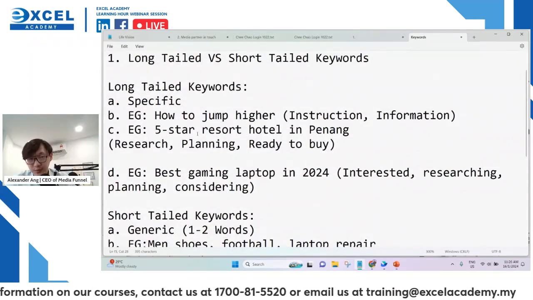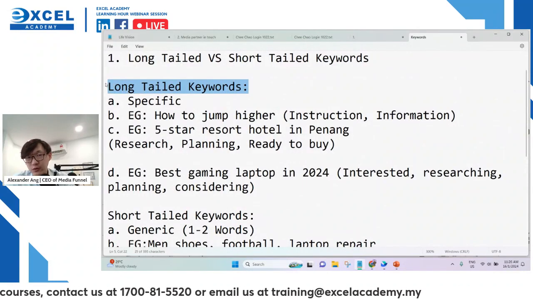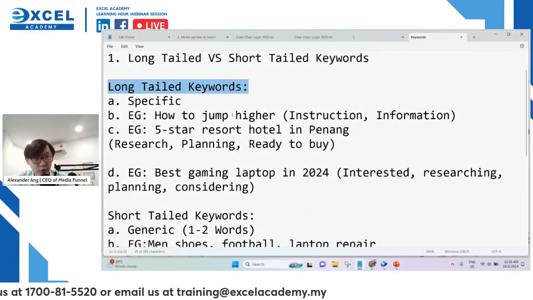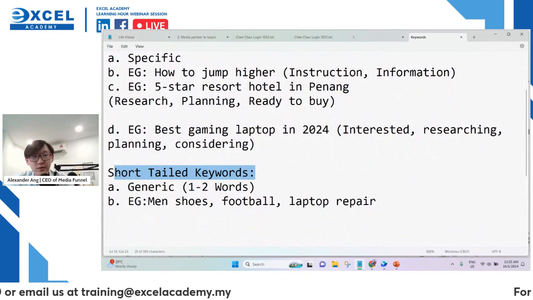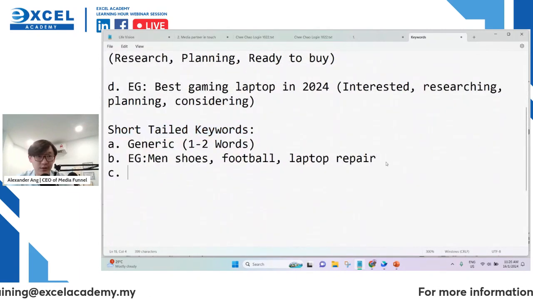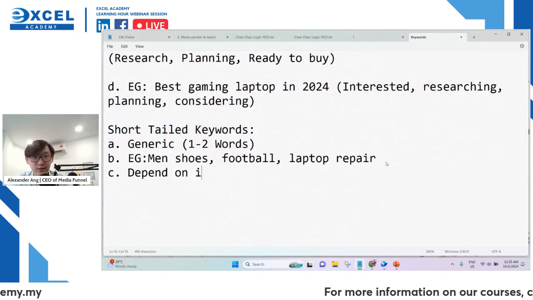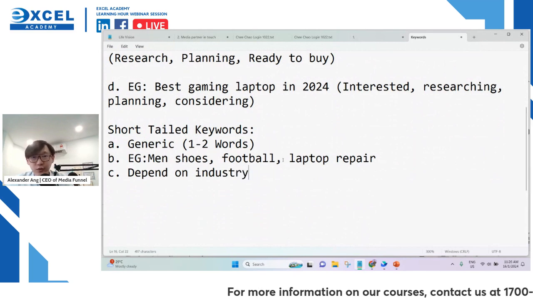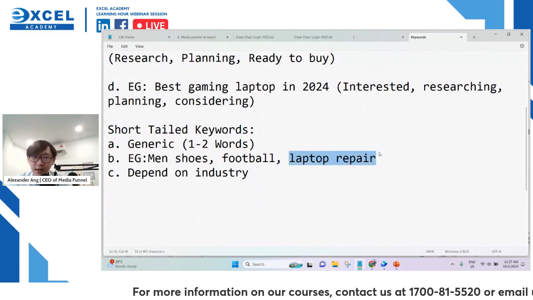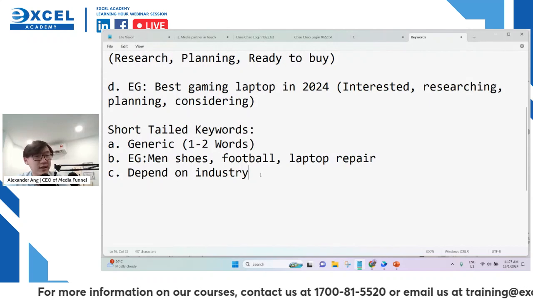For SEO purposes, I would recommend you to rank long tail. And then for short tail, depending on your industry, okay, depending on industry. Example, if you have a shop doing laptop repair, then this is okay. Location based, then that is okay.